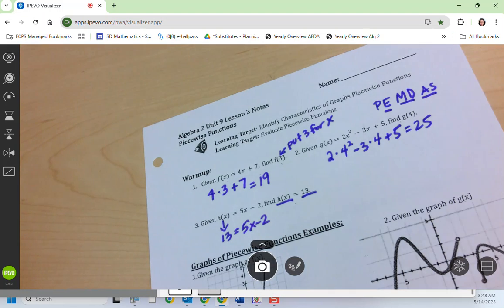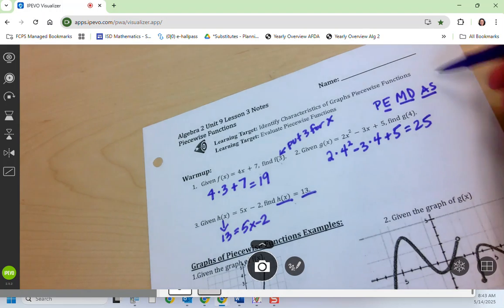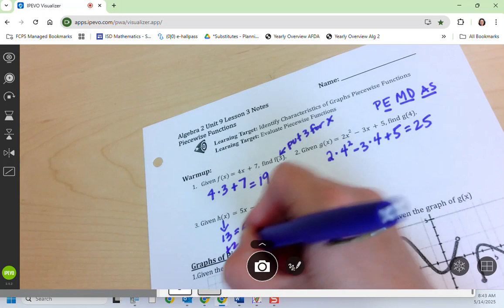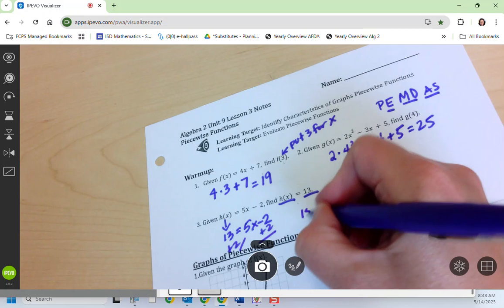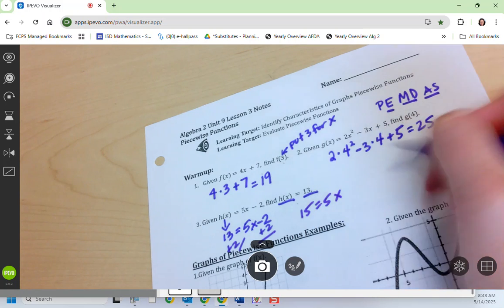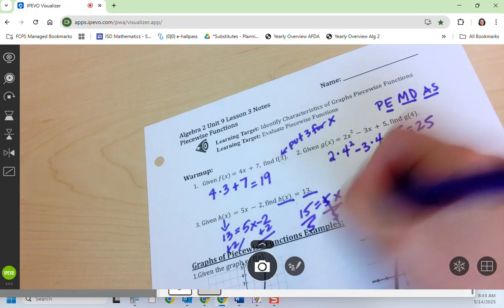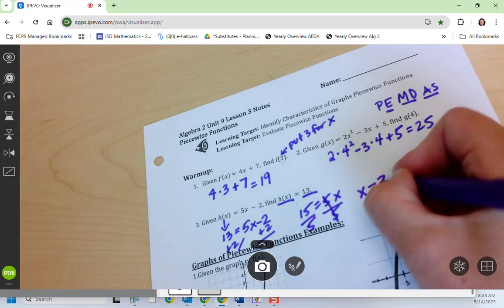So the first thing we would do, remember we do order of operations backwards. So first we undo the addition or subtraction with the plus 2. I get 15 equals 5x, and then I'll undo the multiplication with division. And I get x equals 3.